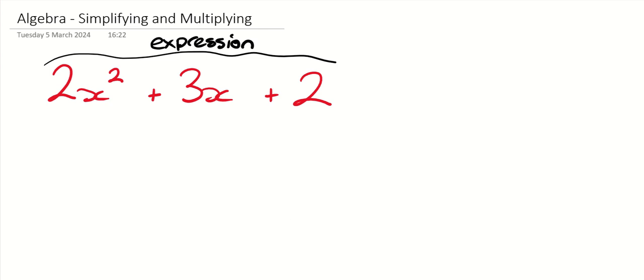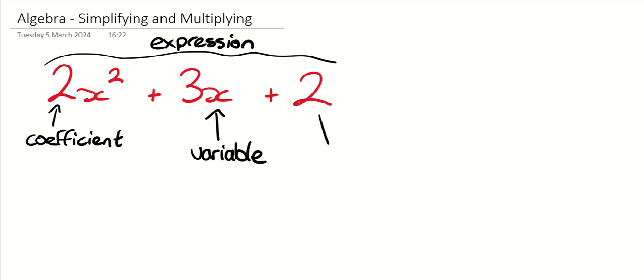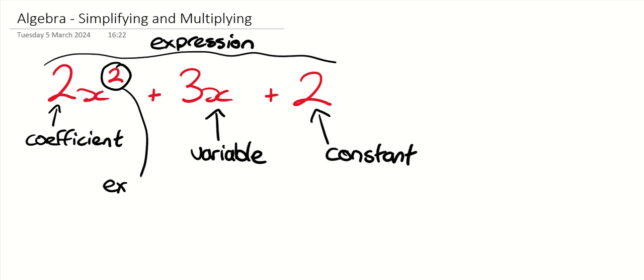Okay, but then in each term you have what's called the coefficient. So that means it is the number along with the letter. The letter itself is what's called a variable, okay? And the number by itself is called the constant, okay? So that's all of them together. And just one other thing is the little 2 by itself is what's called an exponent.